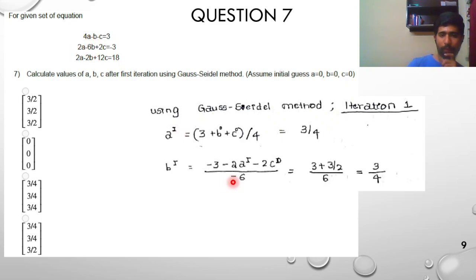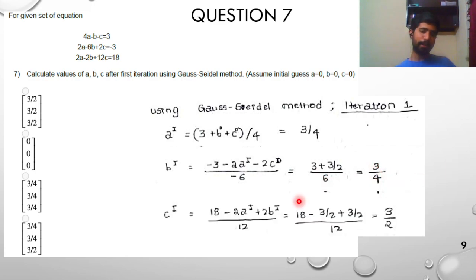So that is what I have done here. Now if you see, c I have taken as the 0th iteration only, but a I already know from the first iteration. I directly put the value of a from the first iteration. So c is 0, it will not stay. 3 plus, it will become 3 by 2 and divided by 6. Okay, it will become 3 by 4.